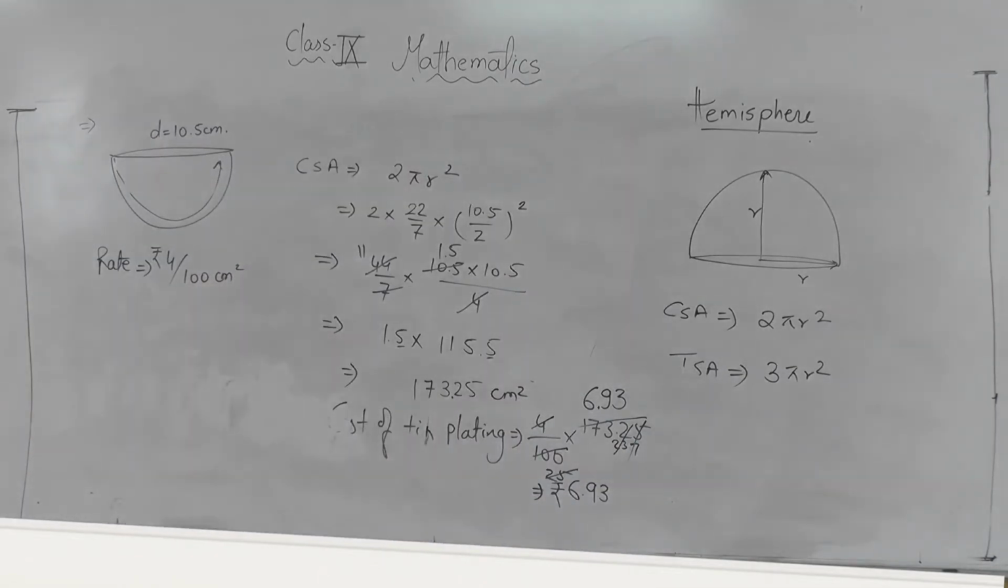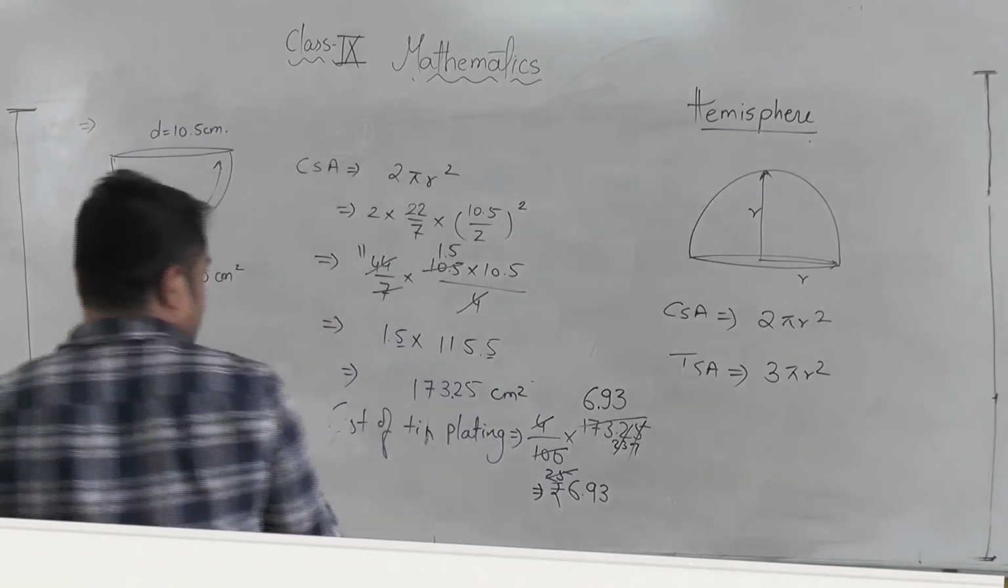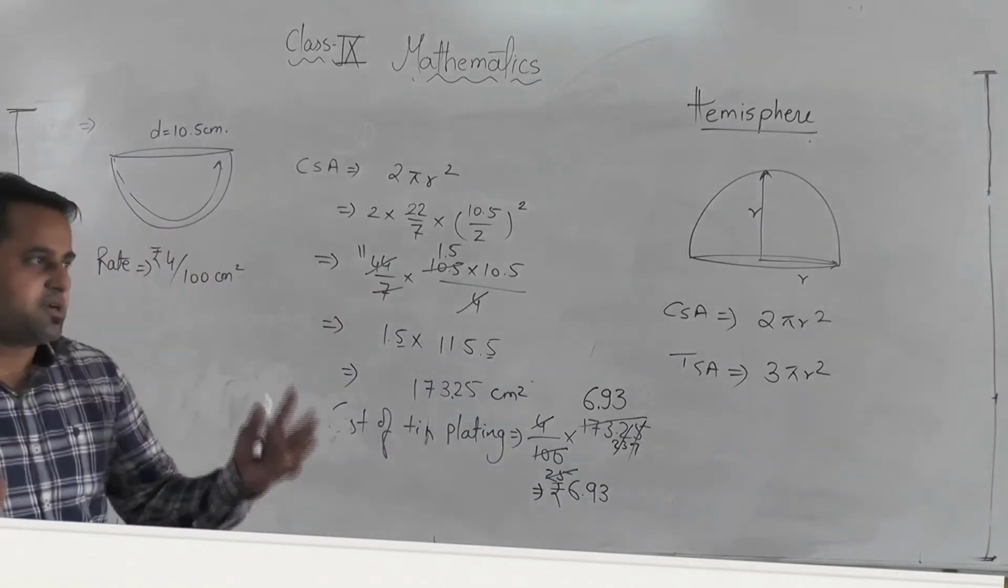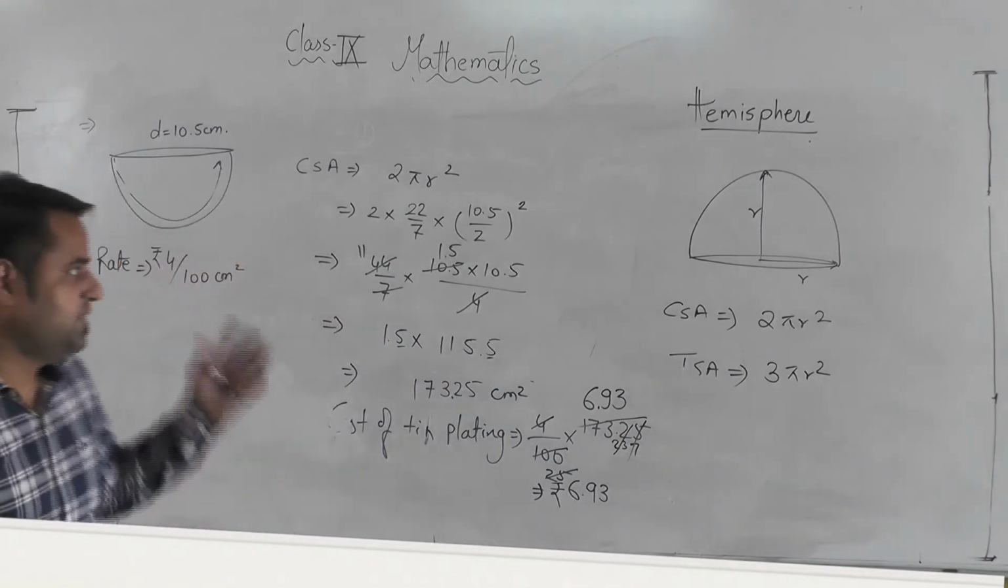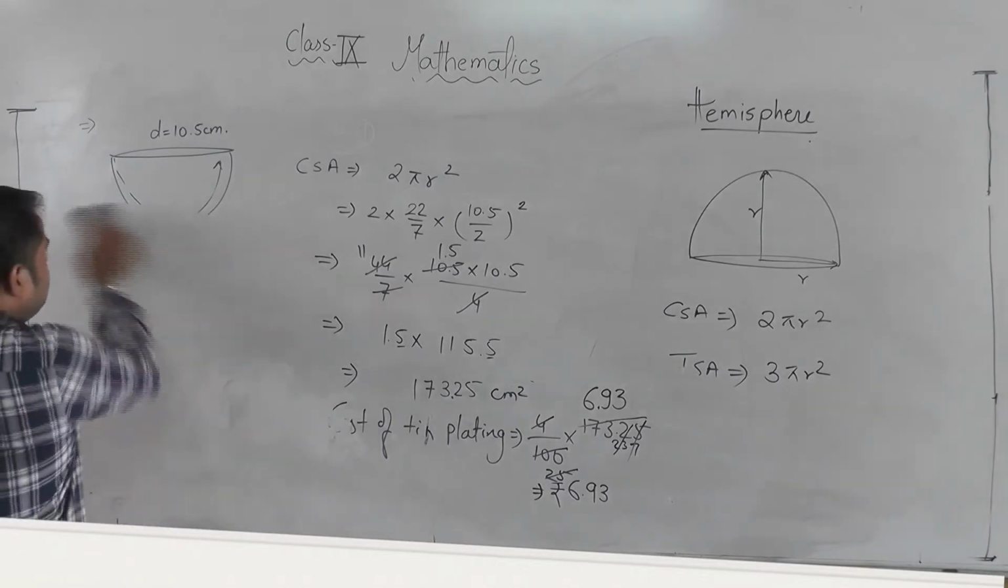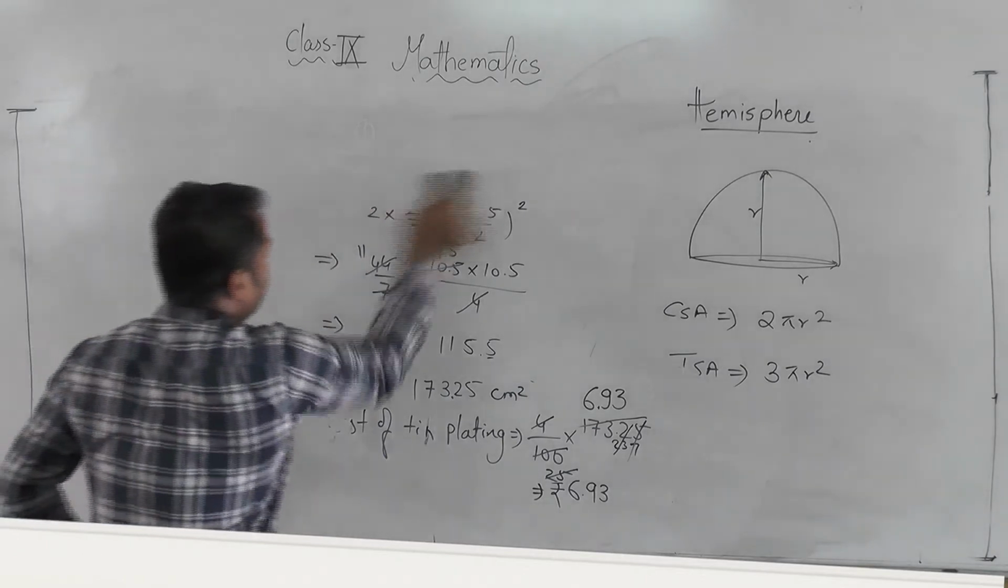That's how you can get your answer. It is a bit easier to find it, 6.93, it is correct. Now move on to some more typical types of questions on sphere and hemisphere. Just rubbing it. See carefully.